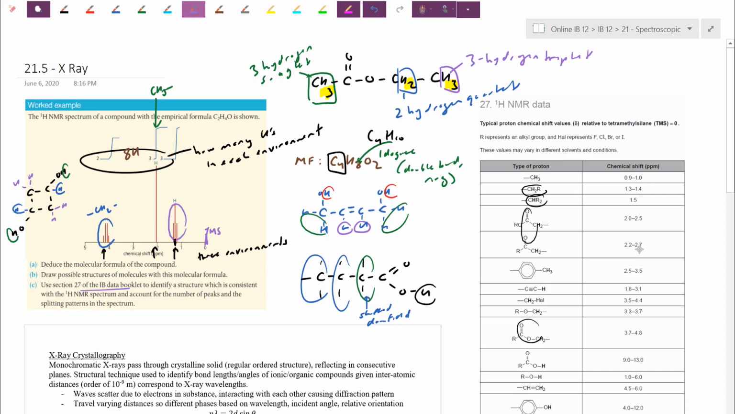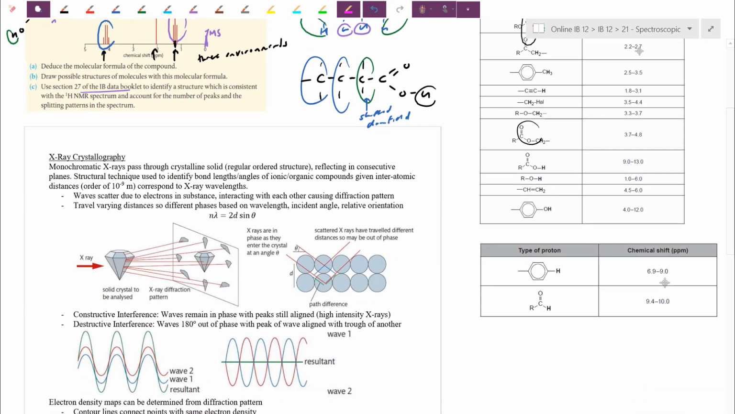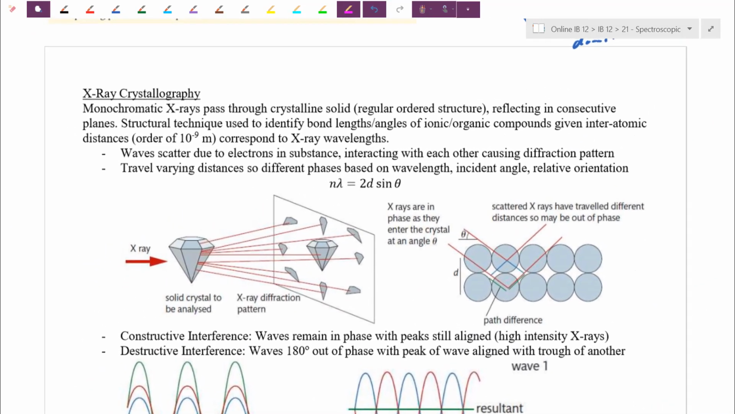At first, we were able to draw so many different molecules here. It wasn't really helping. By actually looking at where the shift occurs, it gave me a little more information. Probably this is the structure that we have. All right. We're going to quickly switch over here, take a look at X-ray crystallography.